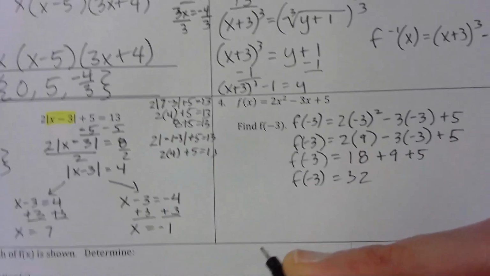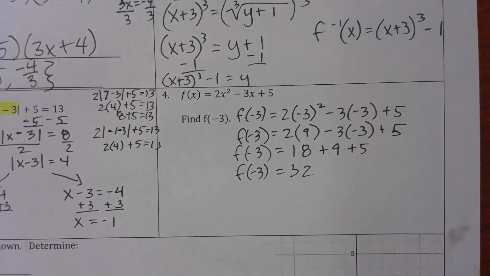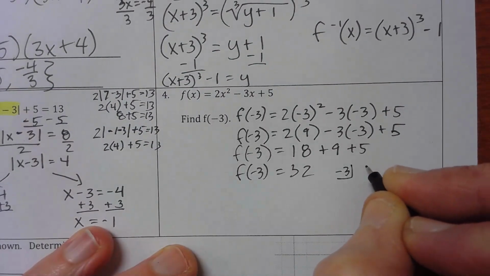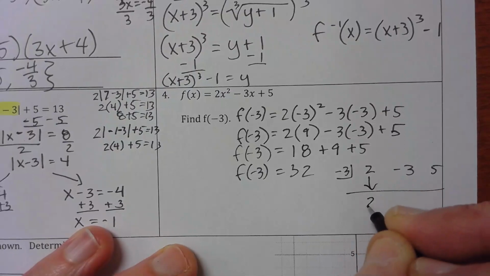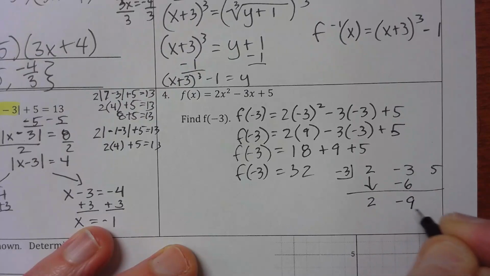The other way to do this problem is using synthetic division, because synthetic division we can use in place of plugging numbers in. I'll put -3 in the box. Here are my coefficients, 2, -3, and 5. Bring down the 2, multiply, so that's -6. Add these, so that's -9. Multiply, I get 27. Add those, and I get 32.